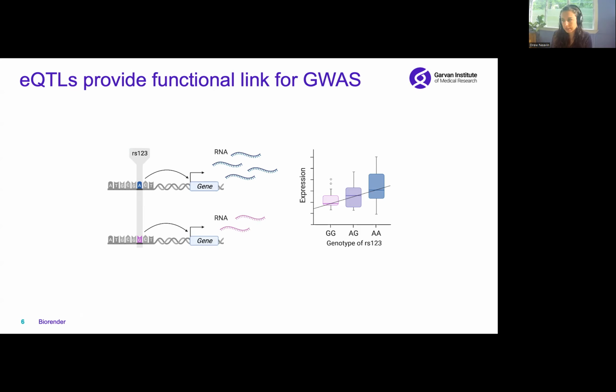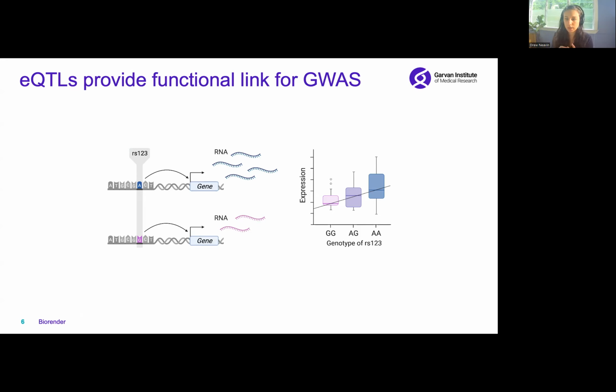And so if we assay RNA with RNA sequencing or other single cell phenotypes, what we can do is assay this across hundreds or thousands of individuals and then look at the association between their genetics and the expression. Individuals who carry two G alleles will have the lowest expression on average, as compared to people who have two A alleles, who will have the highest expression on average of this gene. And we can fit a linear model that allows us to see this association.